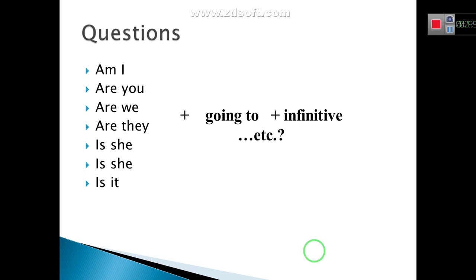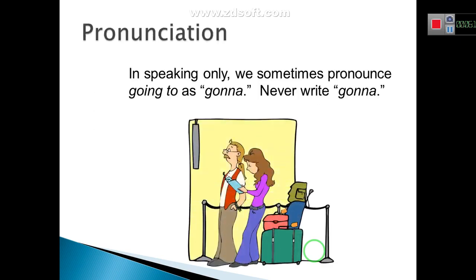What about the question? It's very easy for the question. We just use am I going to? Are you going to? Just verb be at the beginning and then the subject with going to and the base form and the rest of the sentence.